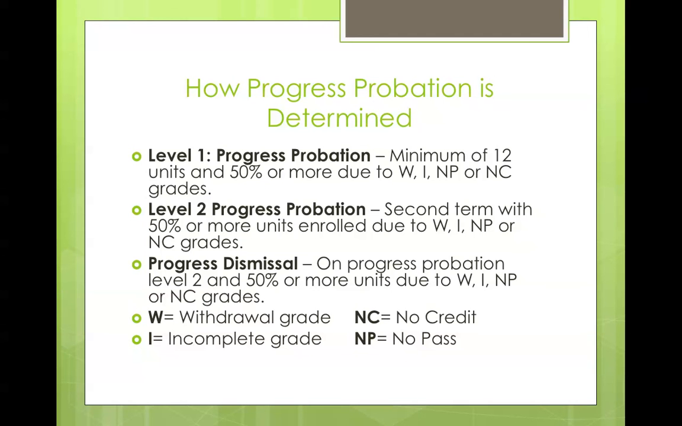How progress probation is determined. Level 1 progress probation: you attempted a minimum of 12 units and 50% or more are due to withdraw, incomplete, no pass, or no credit grades.